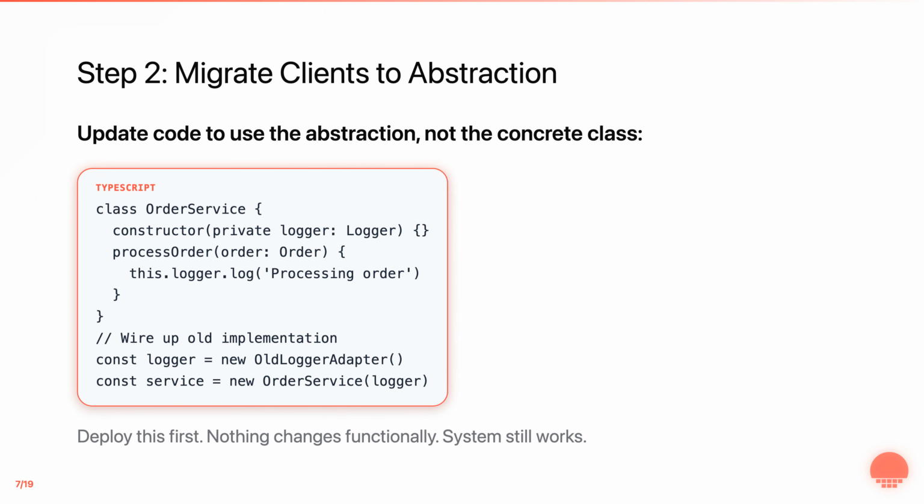Now the key move: migrate application code to depend on the abstraction instead of the concrete logger. Order service receives a logger interface through its constructor. It has no idea whether it's talking to the old library or something new. When we wire things up, we pass in the old logger adapter we just created. Here's what makes this powerful. We can deploy this change right now. The system behaves identically because we're still using the old logger under the hood. We've just given ourselves flexibility to swap it out later without touching business logic.